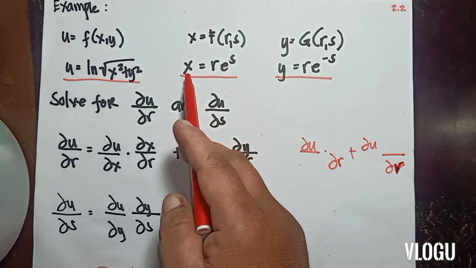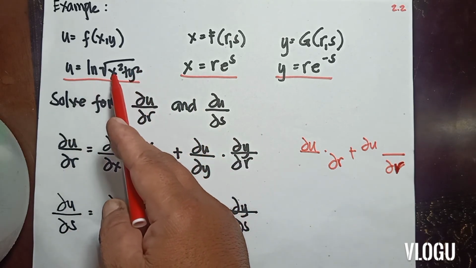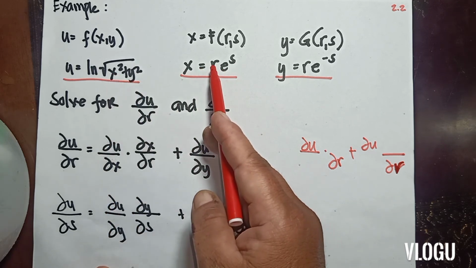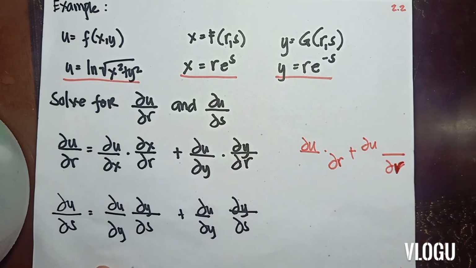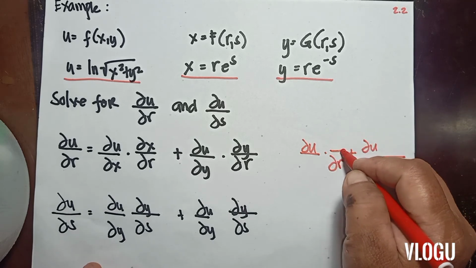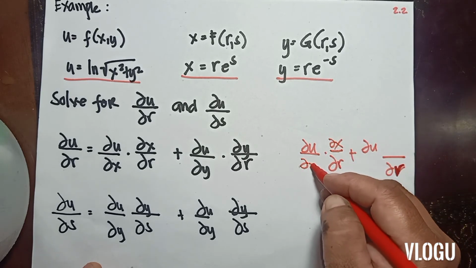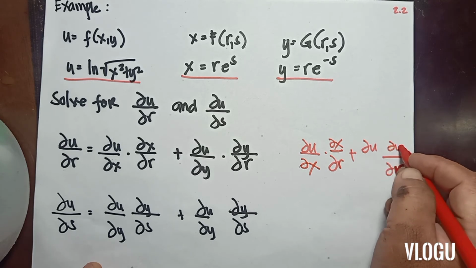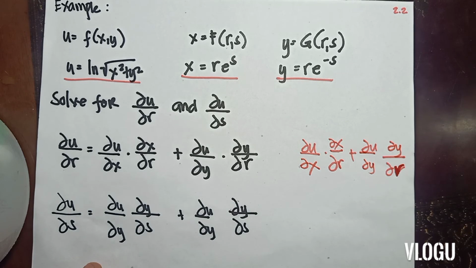So, for r, we have our variables x and y. Differentiate this one with respect to r. This time, our variable will be r. Therefore, you will have two variables, x and y. So, you will have dx, dx, then you will have dy, dy. So, that is now your formula.